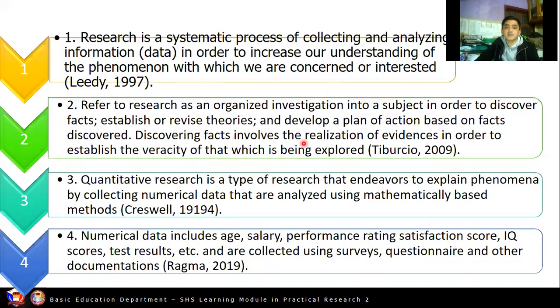Discovering facts involves the realization of evidences in order to establish the veracity, the genuineness, and the truthfulness of that which is being explored. That is according to the verse of 2009. If I may deepen this one, I'd like only to emphasize the word organized investigation. Look at the word organized. Look at the word systematic. Systematic, organized. Organized, systematic. They share the same direction when it comes to the definition of a research.